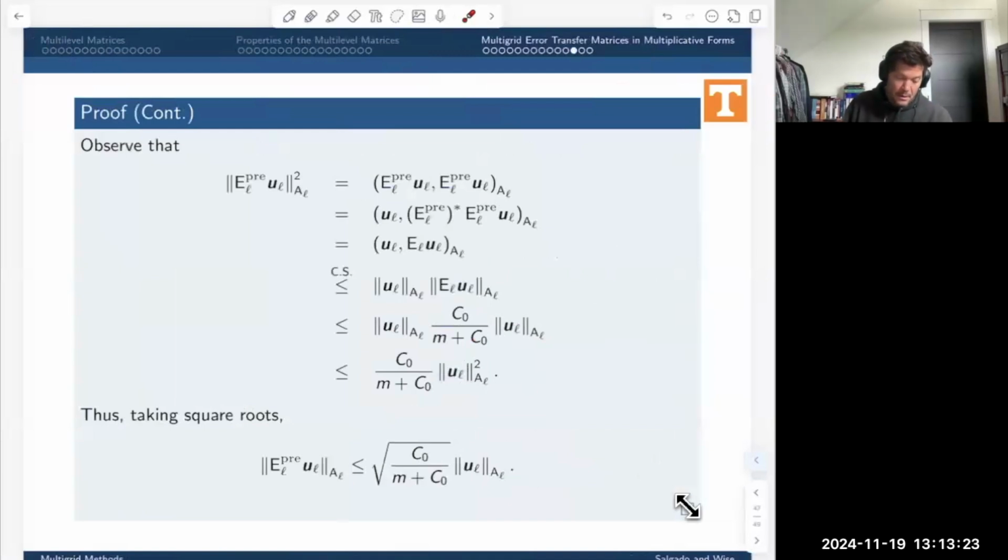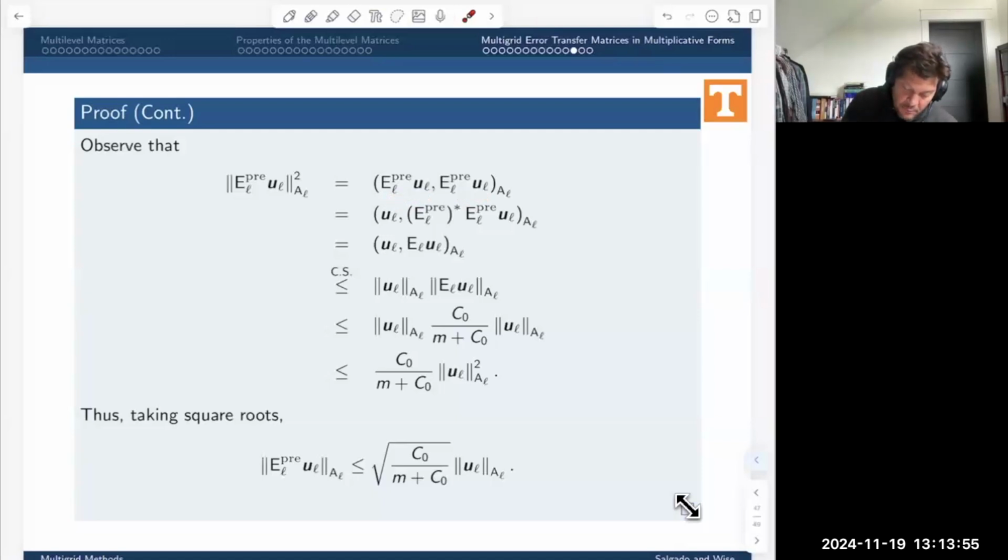So how do we do that? Let's take this guy specifically, the EL pre matrix, and multiply it times an arbitrary U. Well, this is equal to that product, right? In this AL inner product. It's the AL inner product of this vector against itself. The norm squared is the inner product of the vector with itself.